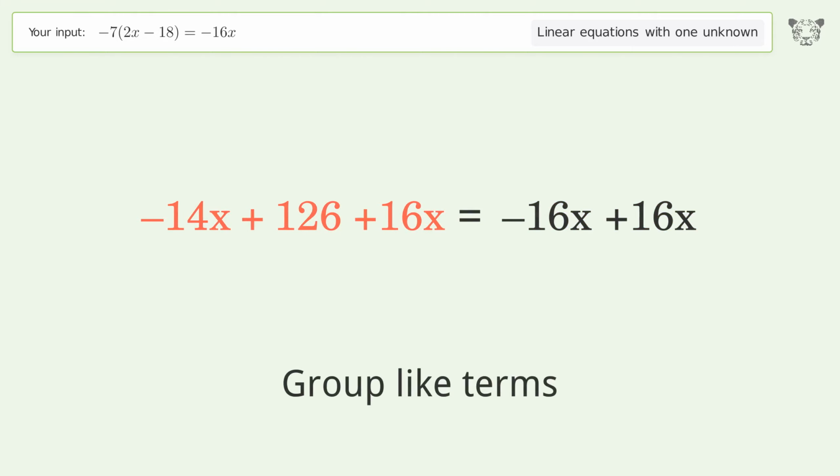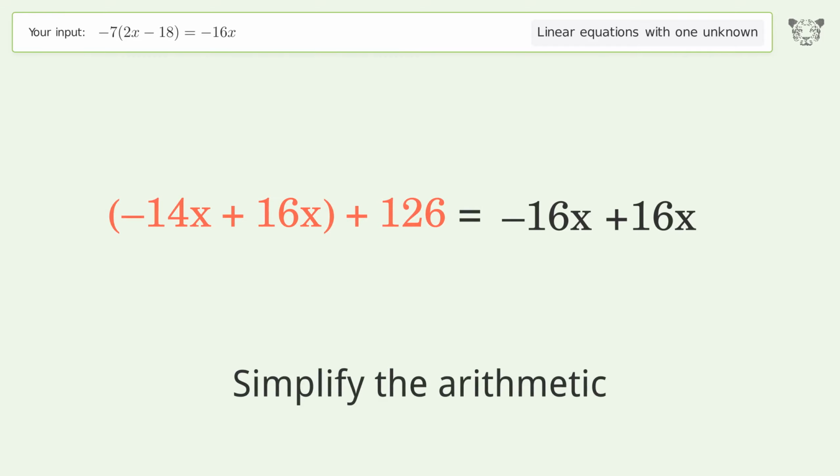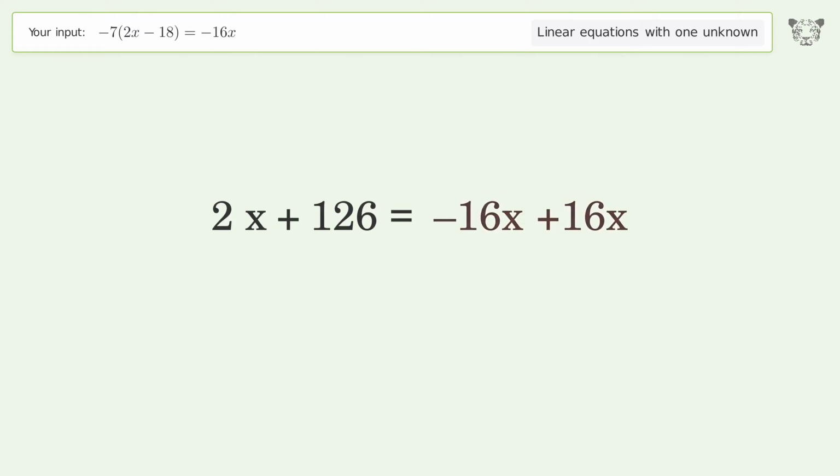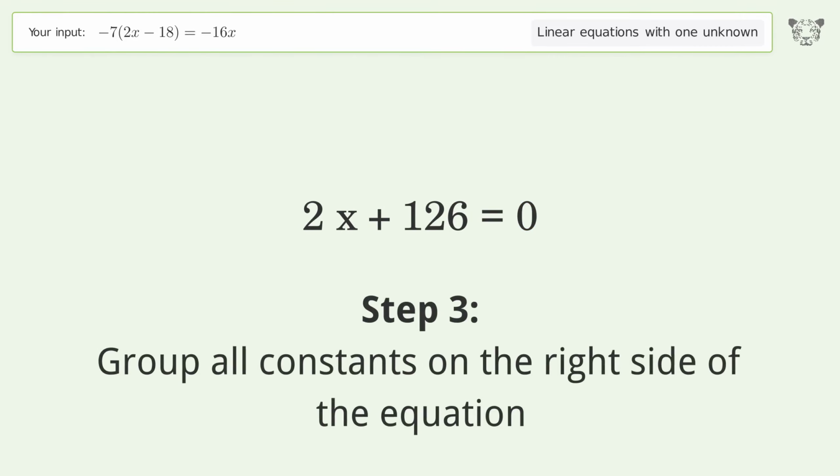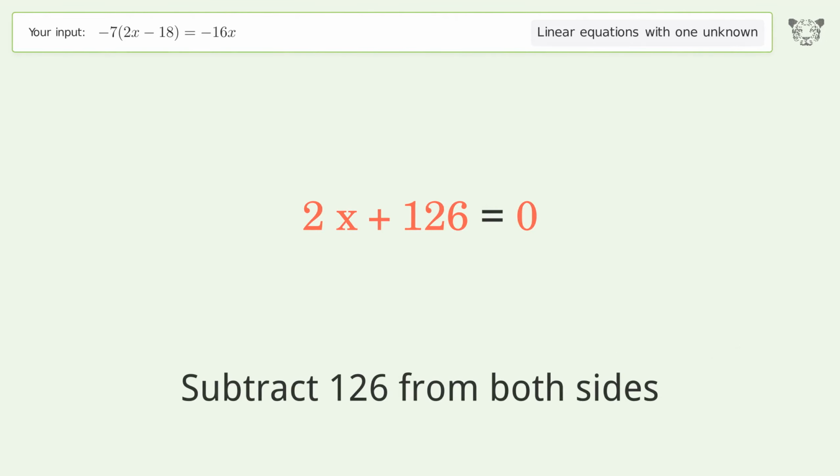Group like terms. Simplify the arithmetic. Group all constants on the right side of the equation. Subtract 126 from both sides.